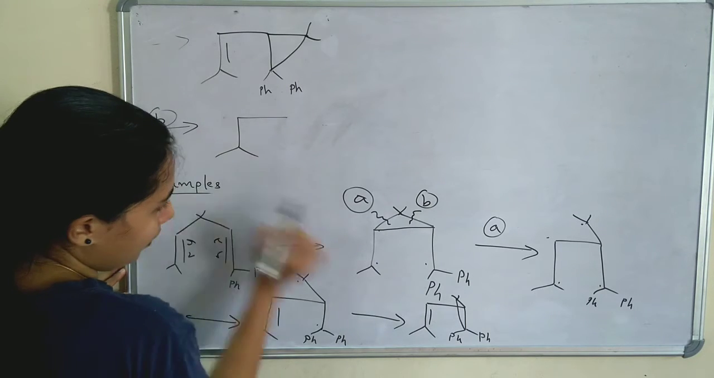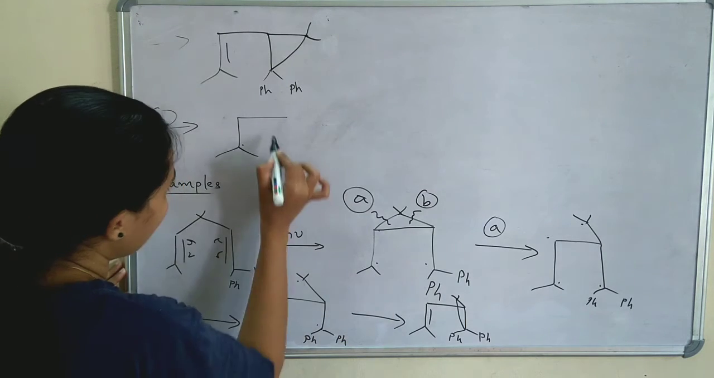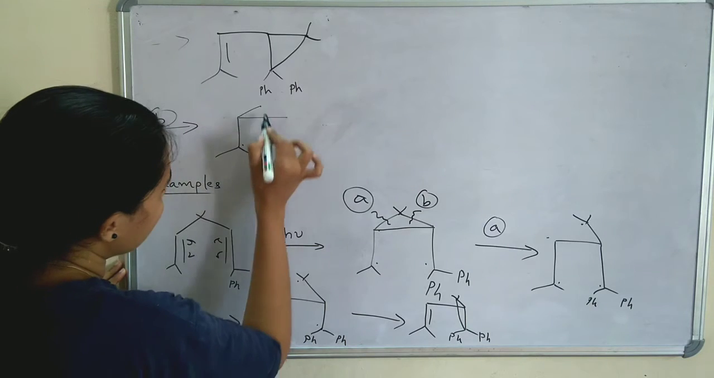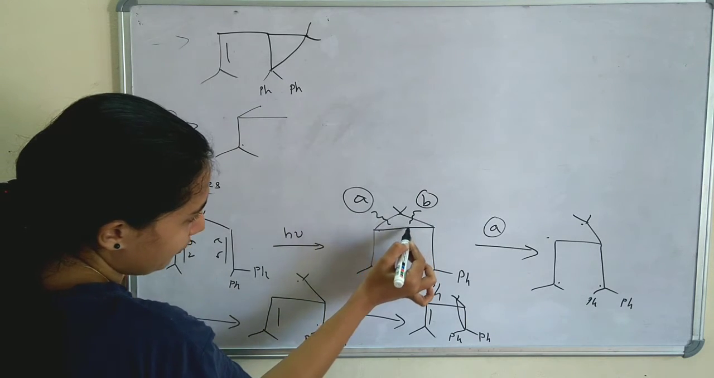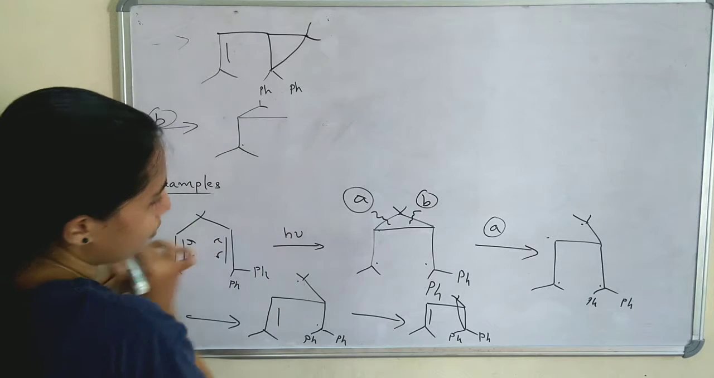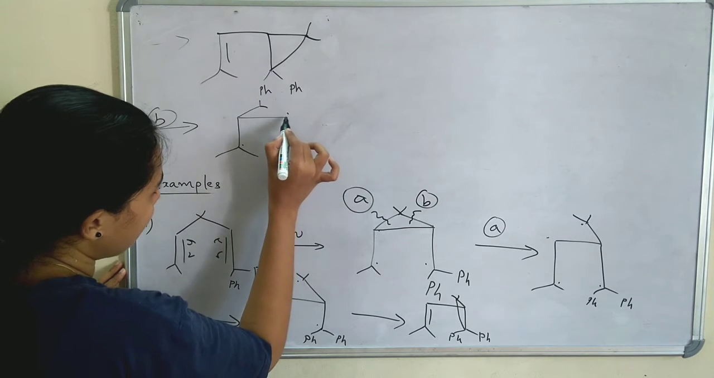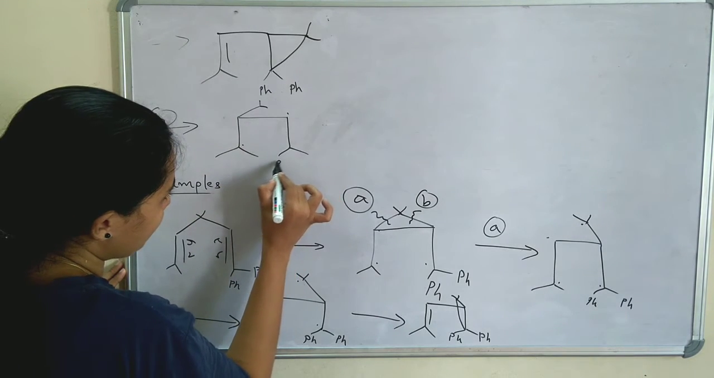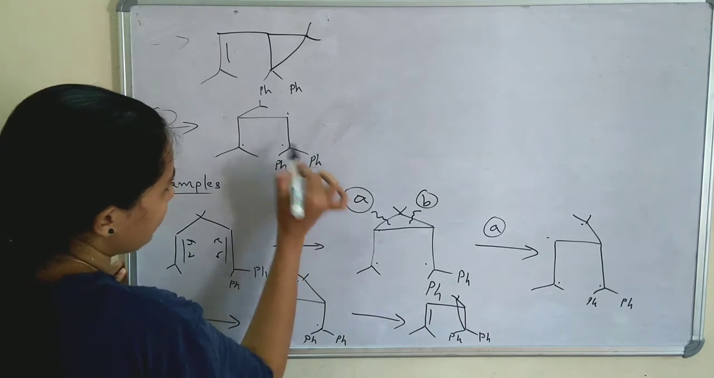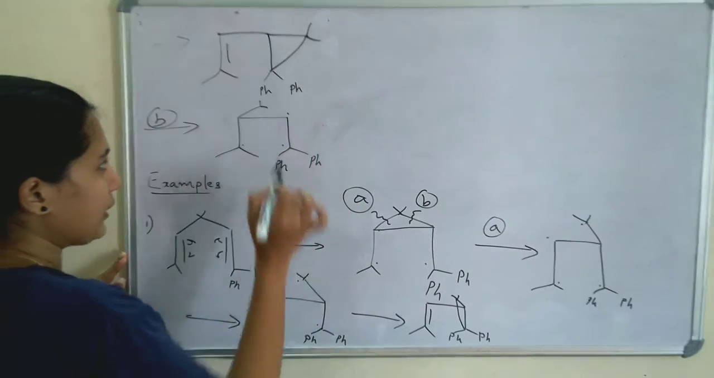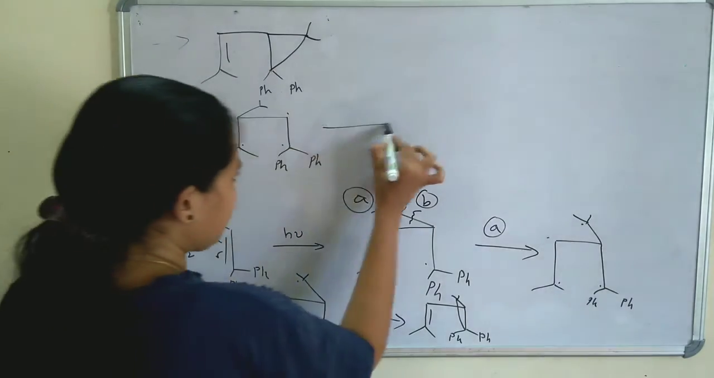Here a radical, then this A is the same. Now we are cleaving from this side, no? So here 2 methyl groups come and here a radical comes and here 2 Ph. Here also a radical is present. Now we are cleaving from the B side.